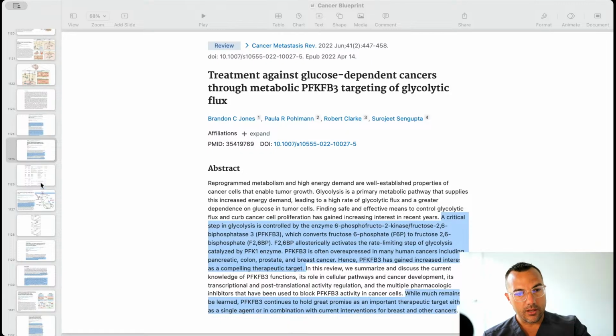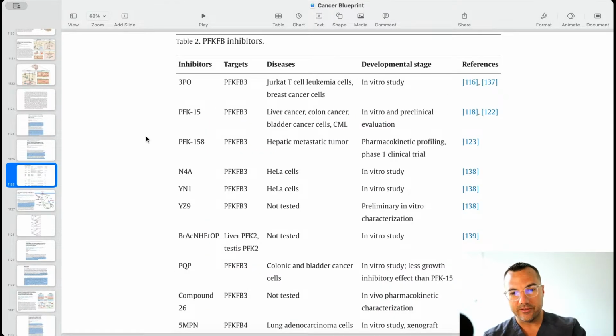One of the reasons I pulled this particular paper is because it had this table. And this table gives us at least some of the landscape of possible, and I do say possible for a very distinct reason, PFKFB3 inhibitors. Probably one of the more classically well-known inhibitors is 3PO. And then we'll talk about PFK15 and PFK158. We're not going to really talk about much of the other ones.